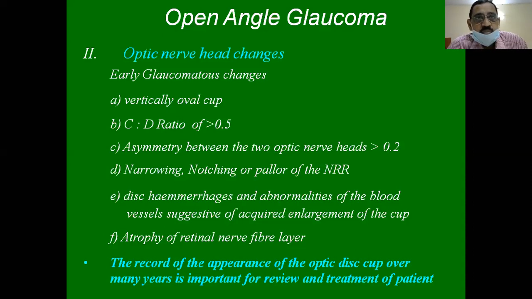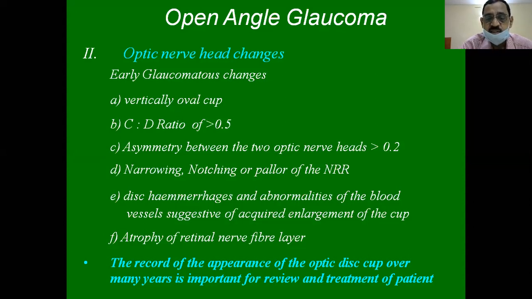So vertically oval cup, normally the superior and inferior notch of the disc will be initially affected, and a CD ratio of more than 0.5. Asymmetry: suppose we compare the optic nerve cup disc ratio in both the eyes. Suppose in one eye it is 0.5, and in the other eye it is only 0.3. So there is a difference of more than 0.2. We'll have to suspect a glaucomatous cupping. And narrowing, notching, or pallor of the neuroretinal rim. The healthiness of the neuroretinal rim is very, very important in case of glaucoma.